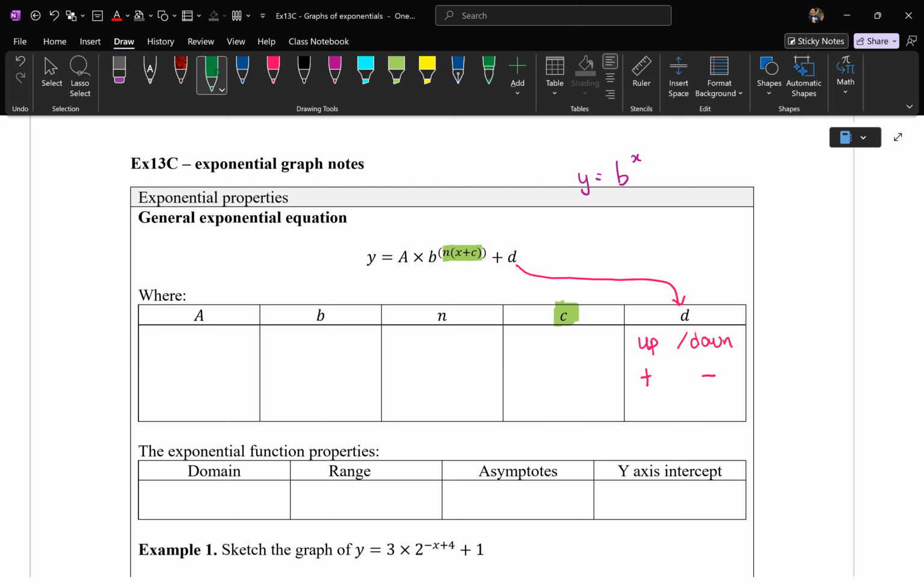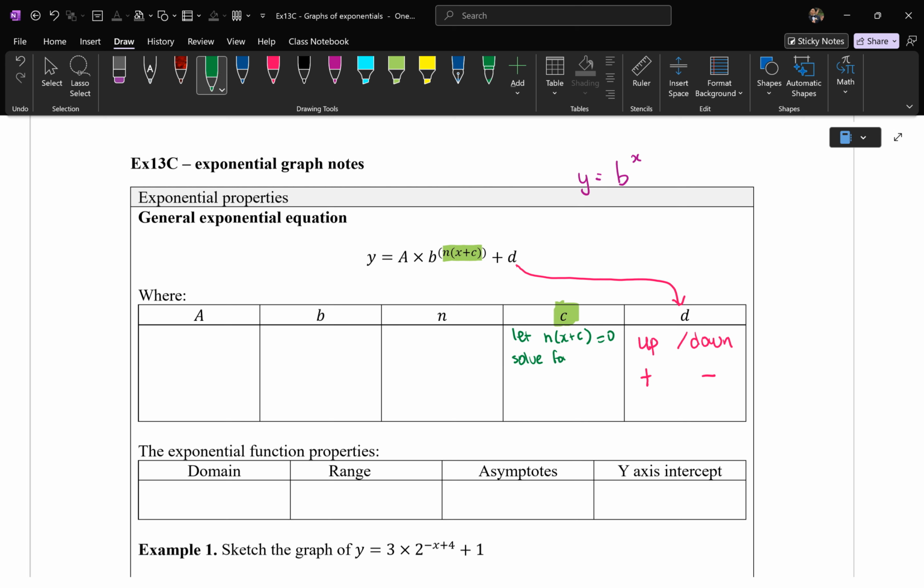I want you to always let whatever is in the bracket, because that's where the original x is. See that? That's the original x. So b to the power of x makes it exponential. What you're changing is the power. So every time there's anything to do with the x, I want you to let that equal to 0 to find out if it moves left or right. Okay, so here, write in, let n bracket x plus c equal to 0, and then solve for it.